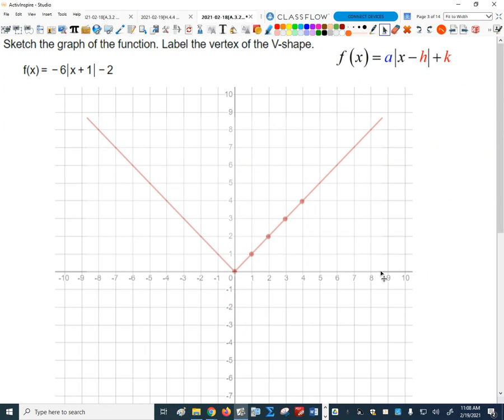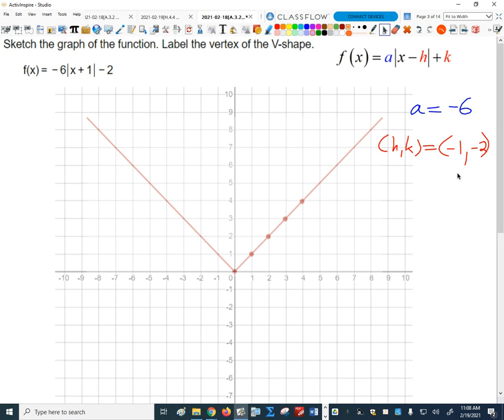Okay, let's try another one. How about this guy? So what's a equal to? Type it in chat. Okay, good. -6, good. And how about h and k? And I'm going to write it as an ordered pair, so I'm writing the vertex. Okay, good. -1, -2. All right, good job.